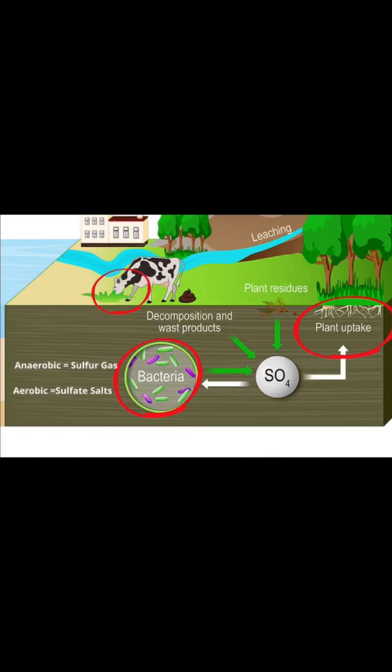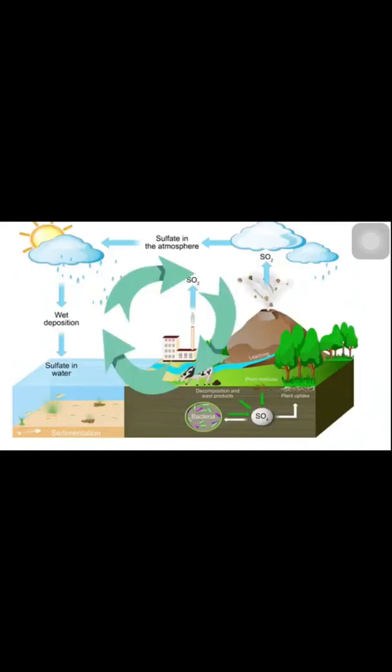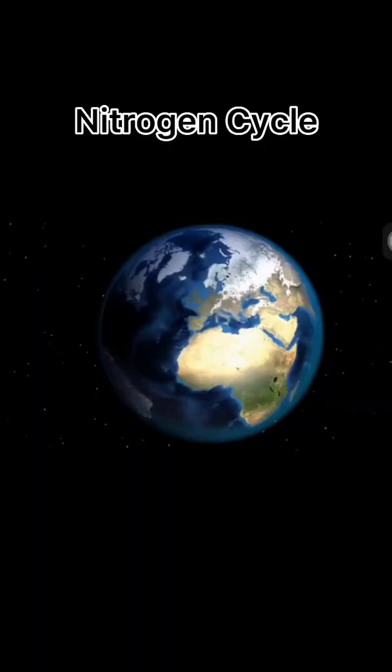sulfide, and anaerobic bacteria break down the hydrogen sulfide into sulfur gas, and the aerobic bacteria convert the sulfur into the sulfate salts, which again the plant absorbs. And that's how sulfur cycles itself. It keeps going round and round.